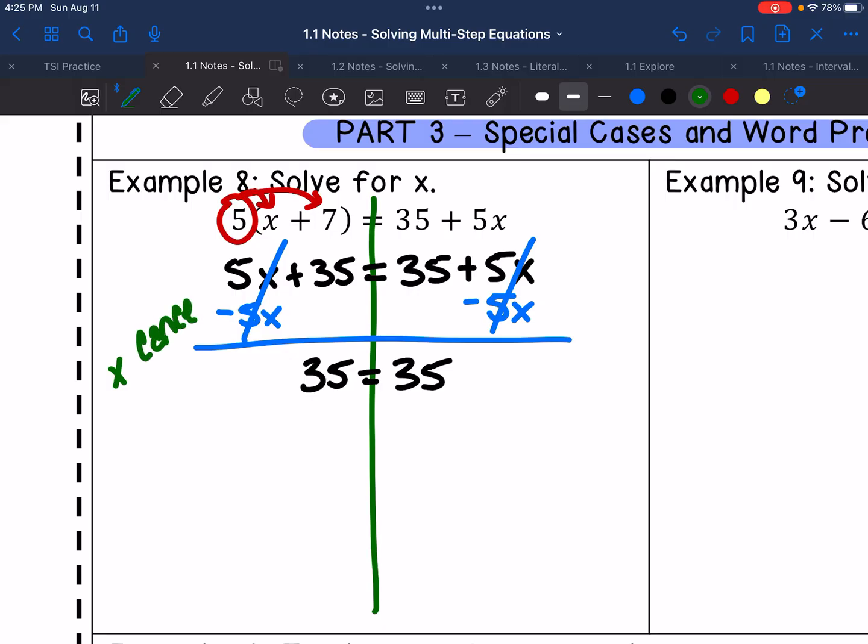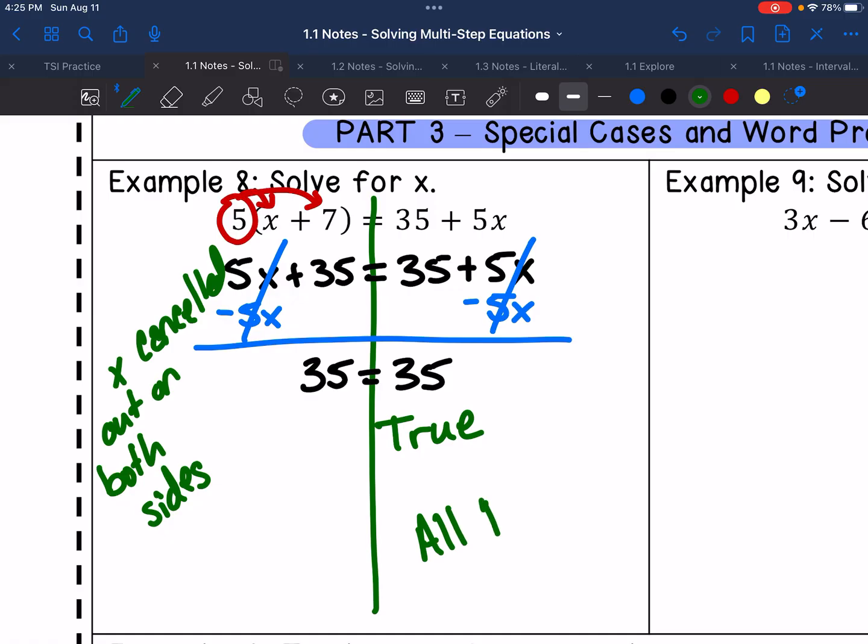So we're going to write ourselves a note. X canceled out on both sides. Okay, so when that happens, we need to ask ourselves if what's left is true or false. Okay, so 35 does equal 35. That is true. Okay, so when that is true for our solution, we're going to say all real numbers.